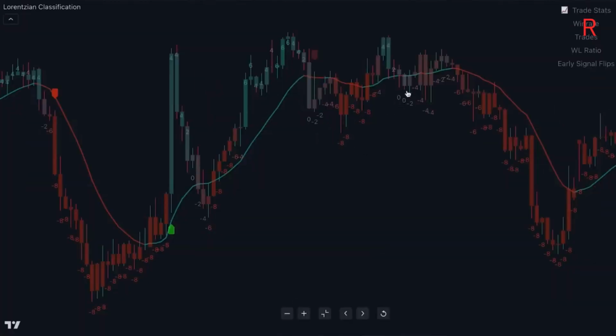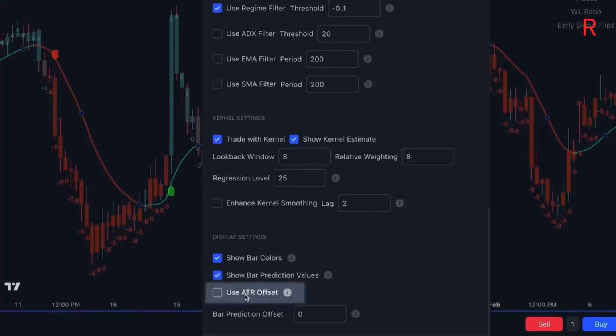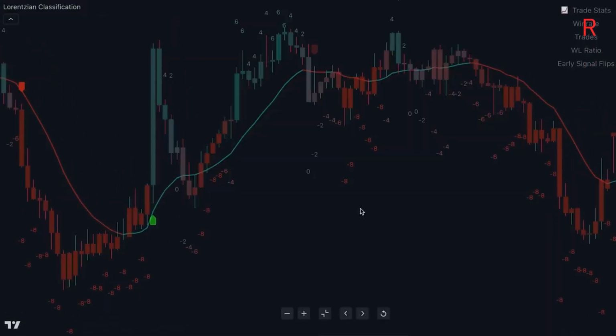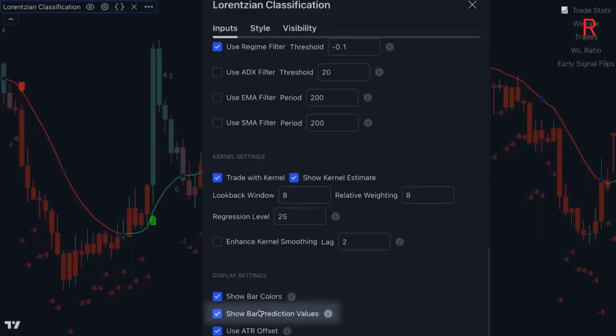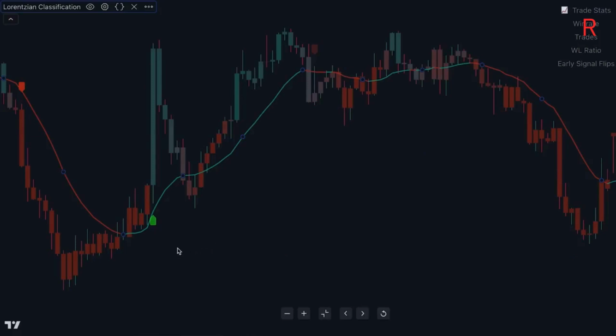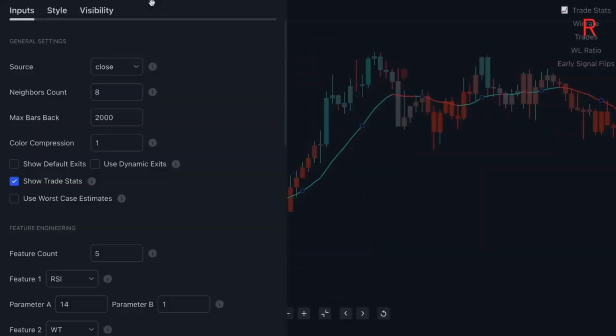If these numbers seem confusing to you, what you can do is go into Settings and enable ATR Offset. This will push the numbers away from the bars, so you might be able to see them more clearly. You also have the option to uncheck Show Prediction Values if you would just not like to see the numbers at all.